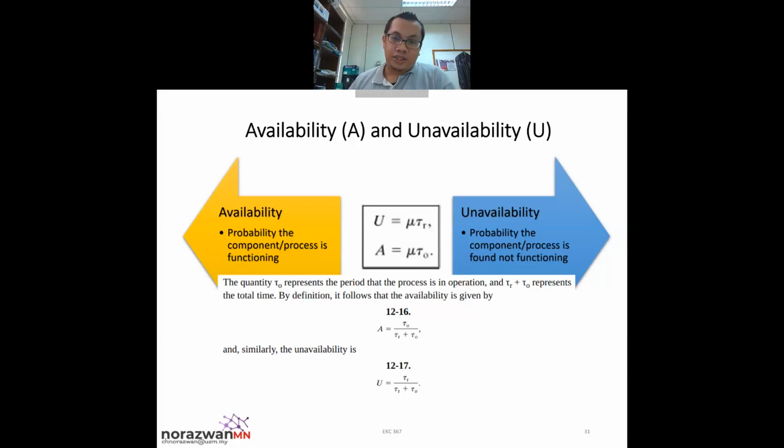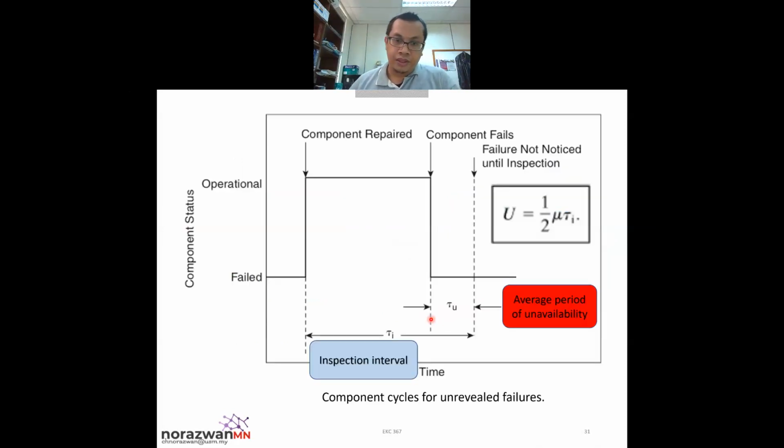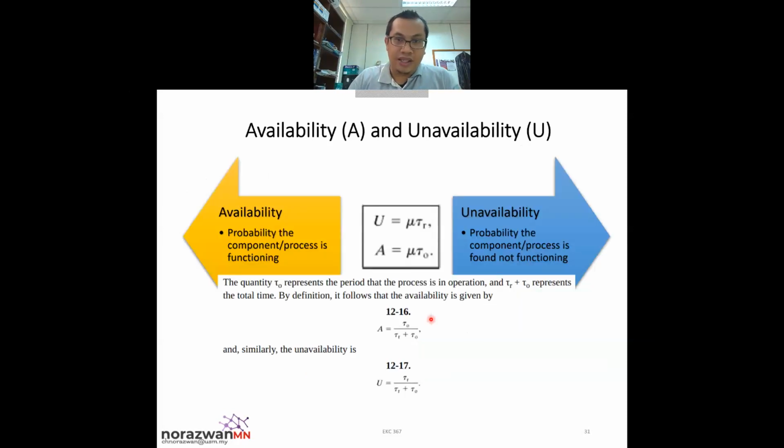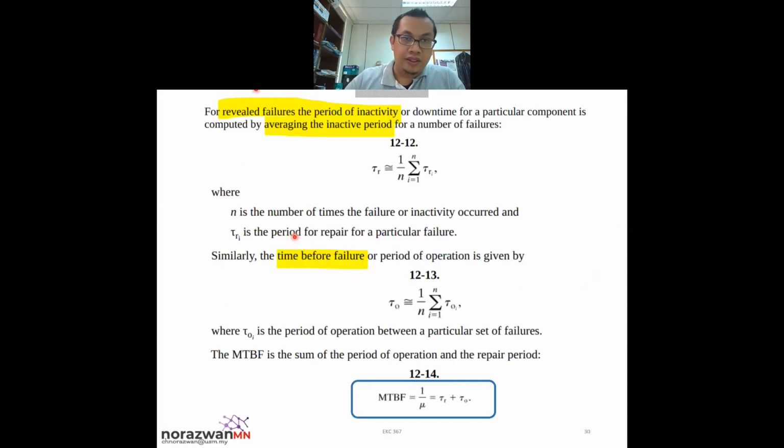So you have A and U. This is the component cycle for unrevealed failures. Remember, this is for revealed failures.